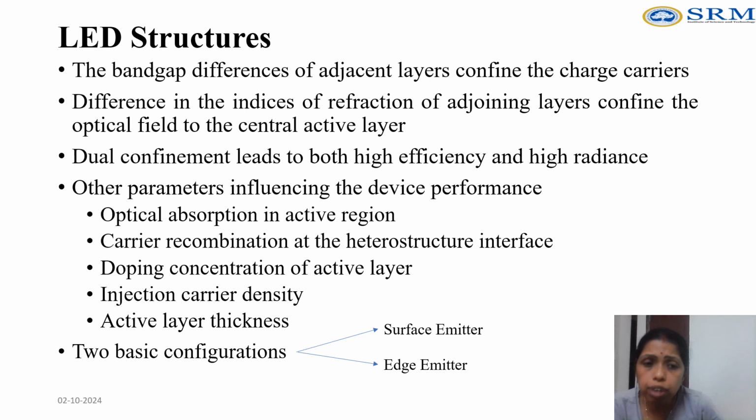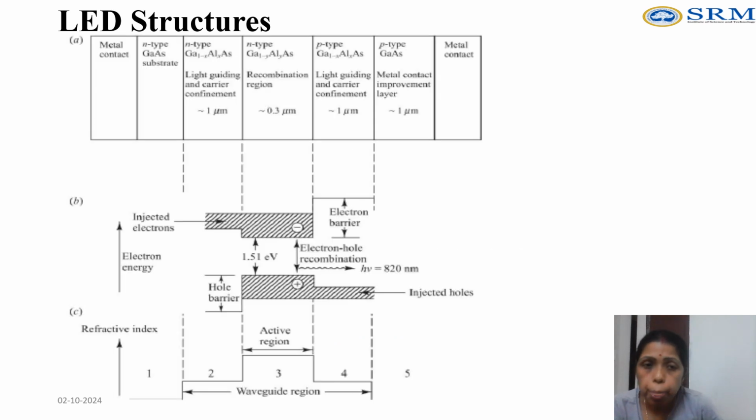Okay, so we have already told what parameters you need to remember. Doping concentration is also important, and the injection intensity and the active layer thickness. These are also important parameters if you want to design the LED. There are two kinds of LED: the surface emitter LED and the edge emitter LED. These I will discuss later. Now come to the structure of the LED.